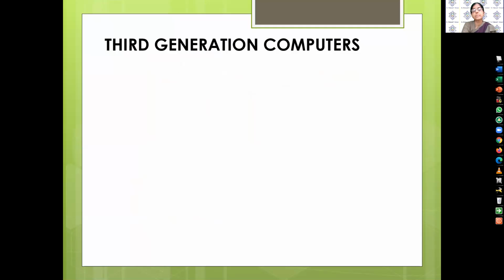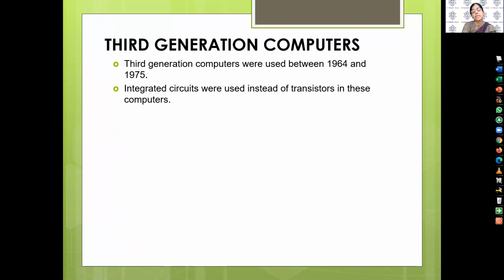After second generation computers, third generation computers come. Third generation computers were used between 1964 and 1975. So the timeline is between 1964 and 1975. Integrated circuits were used instead of transistors. Now what is new? Integrated circuits, ICs, instead of transistors. This is the picture of ICs.